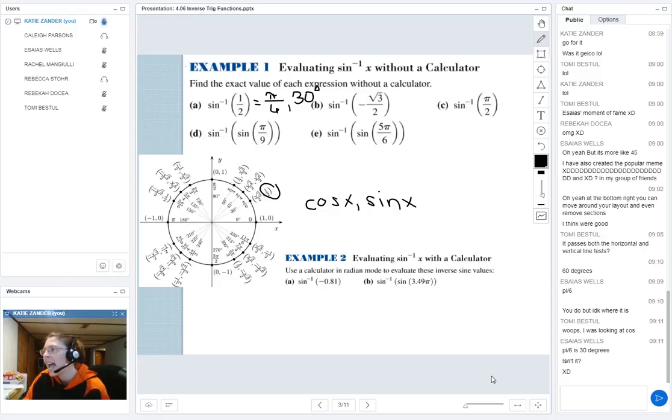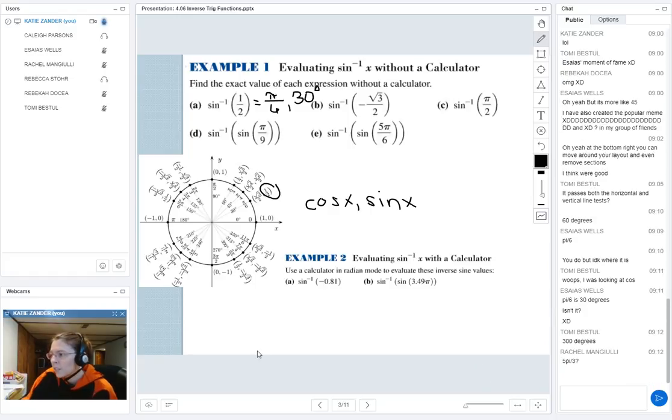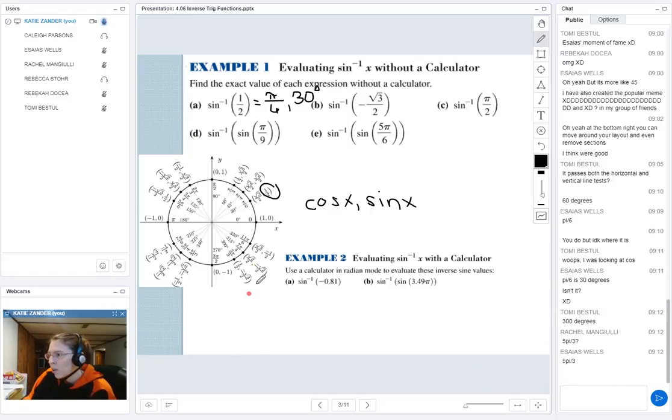All right, how about the next one? Sine inverse of negative square root 3 over 2. Be careful, because technically there's two answers where sine is negative square root 3 over 2. We should only be looking in the restricted domain for that. Where is sine negative square root 3 over 2? 300 degrees. 5 pi over 3. Beautiful. Yep, right down here.